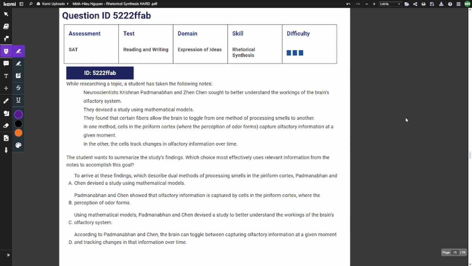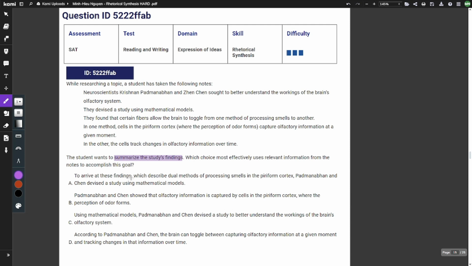Question number 15. Let's find what the task is, which is to summarize the study's findings. Now, you can do this problem without looking at the bullet points, but since you do have to summarize something, you can go to the bullet points for this question. Alright, let's look at our answer choices.